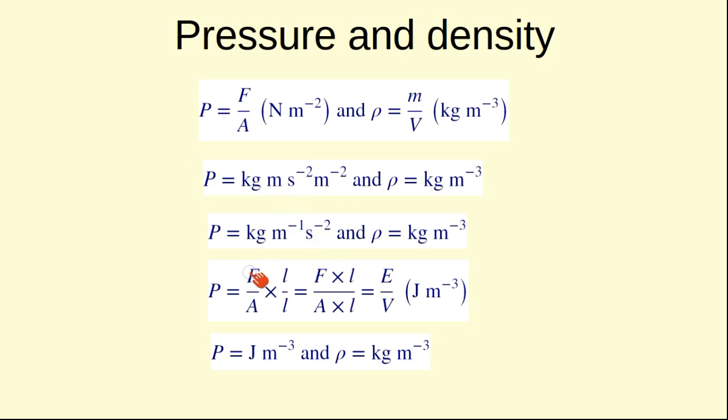And then, it's a neat little trick, if you multiply top and bottom of force by distance, it doesn't matter because these are going to cancel, but then you have force times distance, which is energy, and area times length, which is volume. So you end up with the units of pressure being joules per metre cubed. So pressure is measured in joules per metre cubed, and density is measured in kilograms per metre cubed. Isn't that an interesting comparison?